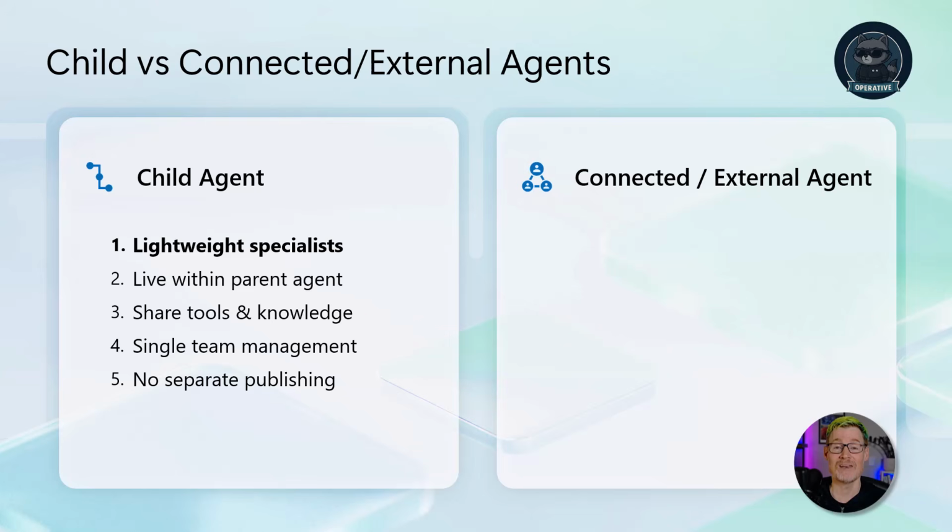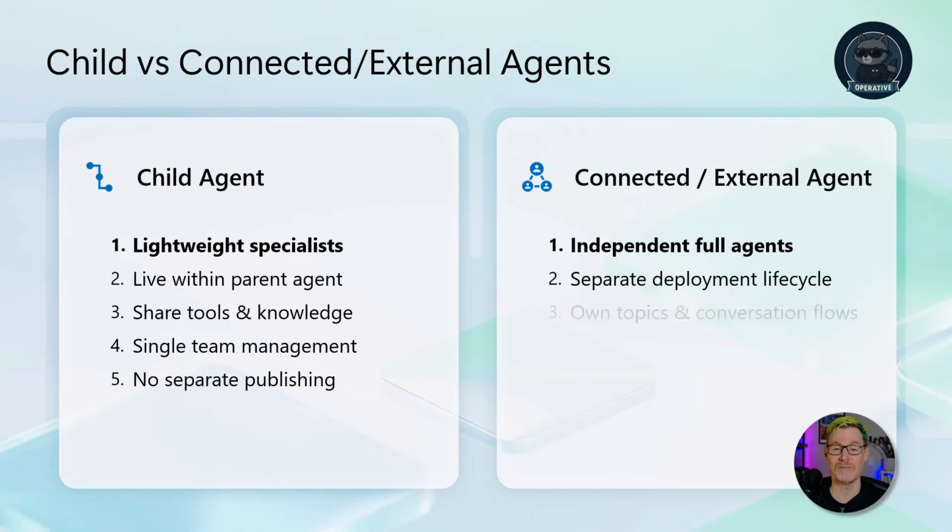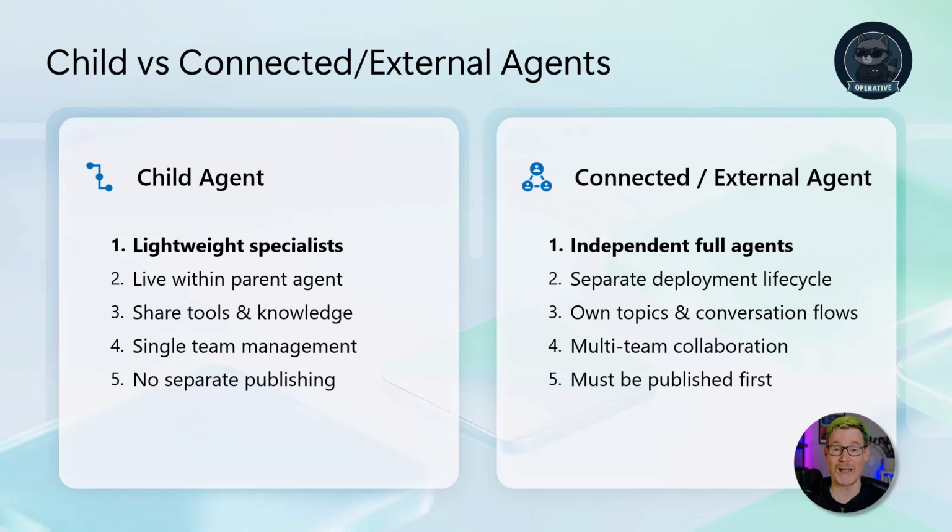A connected agent is a fully independent agent with its own instructions, tools, topics, and publishing lifecycle. It must be published before another agent can call it, but the benefit is that it can be reused across multiple solutions or maintained by another team entirely. The choice usually comes down to how independent that piece of logic needs to be.